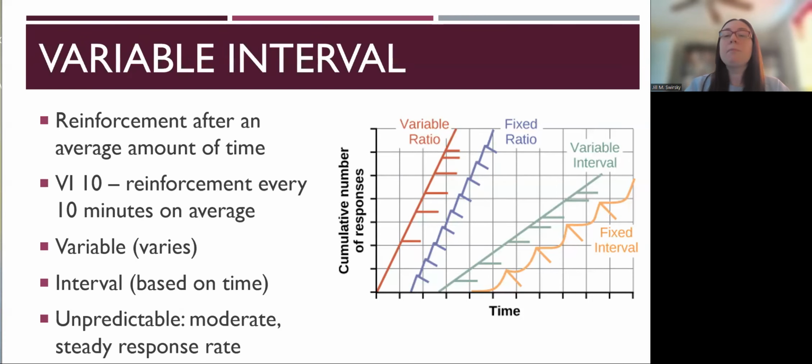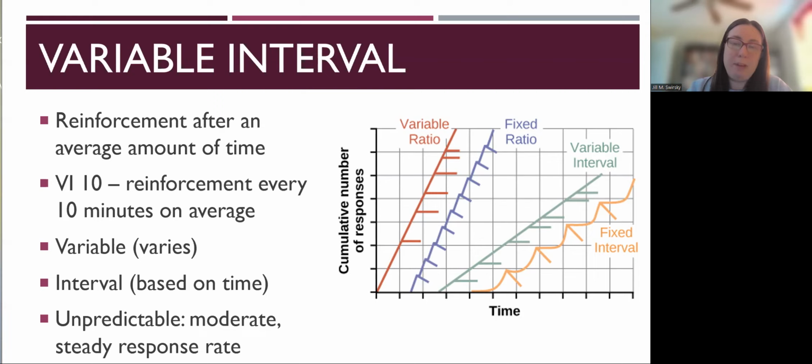Variable interval refers to reinforcement after an average amount of time has passed by. So on a VI or variable interval 10 schedule, we're still going to set that timer at the beginning of the session, but this time it won't always be for 10 minutes. It'll average out to 10 minutes.